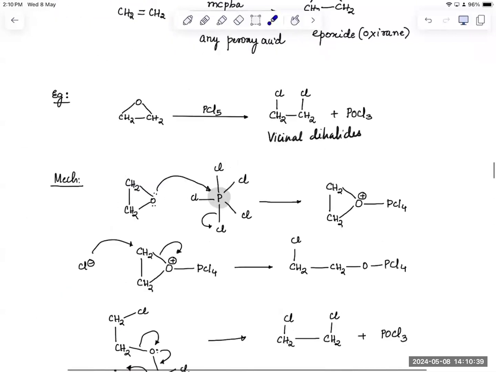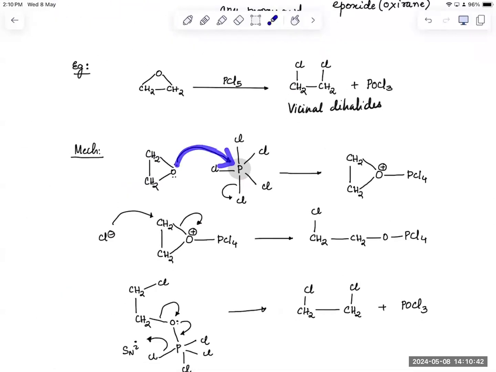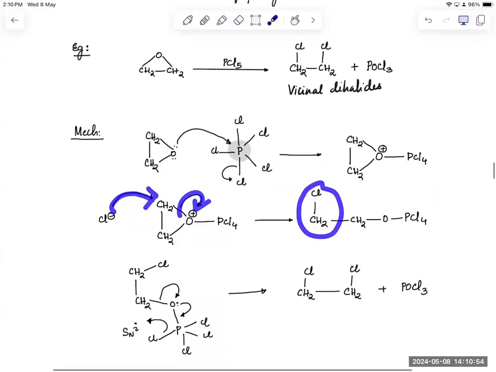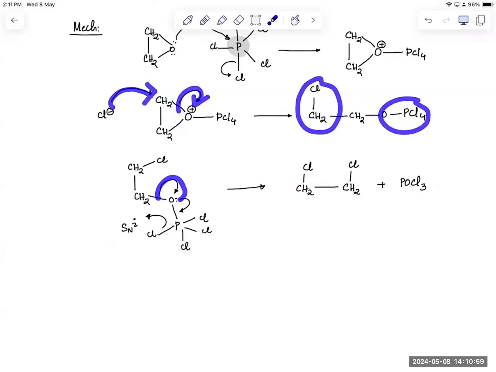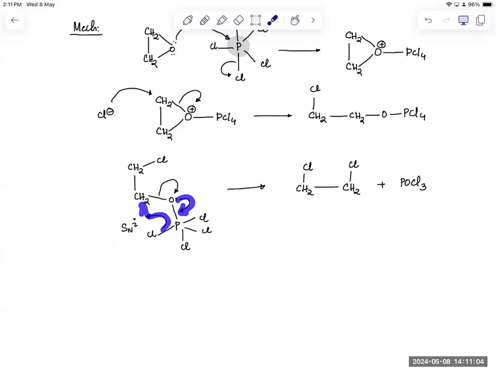Check the mechanism. So the lone pair from here will attack on phosphorus, right? Removing one chlorine out. So we will get this particular compound on which Cl minus will attack, removing this bond here. So we'll get one chlorine attached here. Again, we have OPCl4, same logic here. This bond, you can break it onto the double bond here. This will become a double bond. This Cl will connect from this end. So Cl minus will attack here. So we will get this Cl and Cl. We'll get POCl3. Got it?